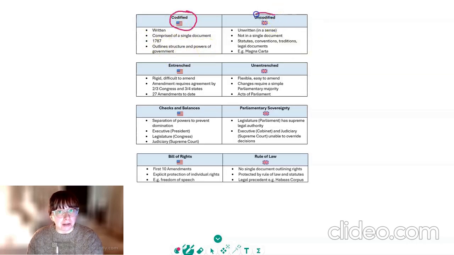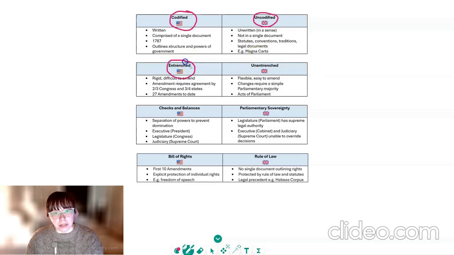The UK, however, our constitution is uncodified. Not necessarily unwritten, it just means it's not in a single document. So it's made up of statutes and conventions and traditions, and then also long-standing legal documents and precedents such as the Magna Carta.